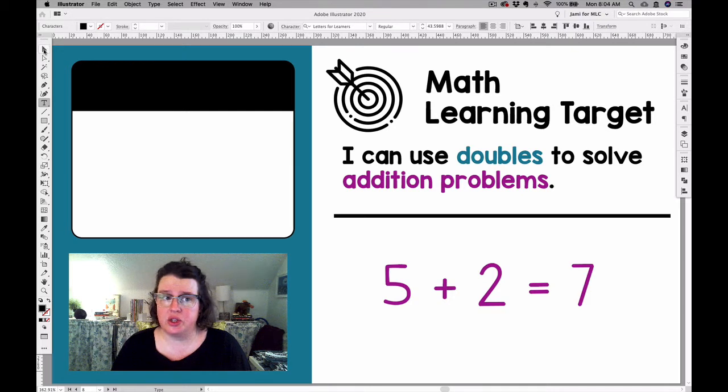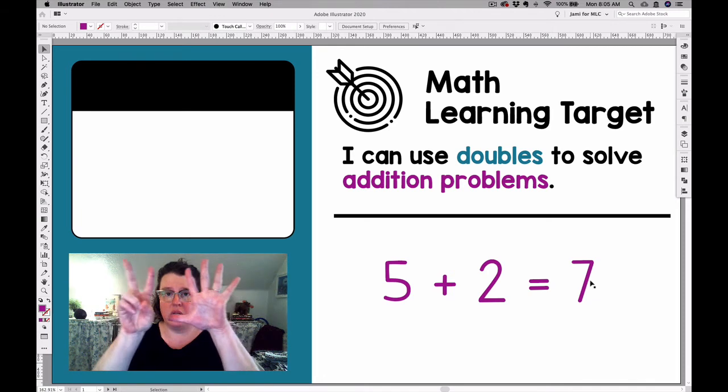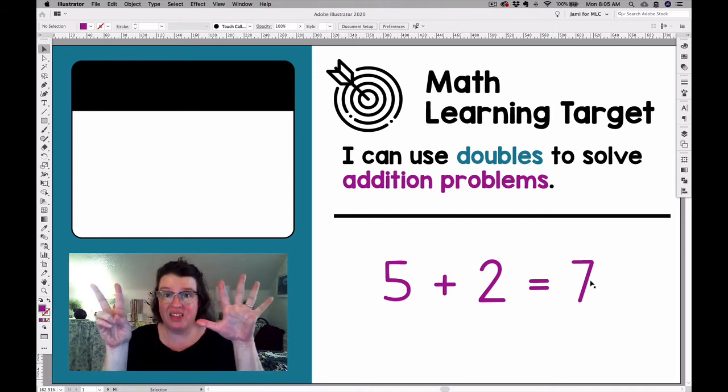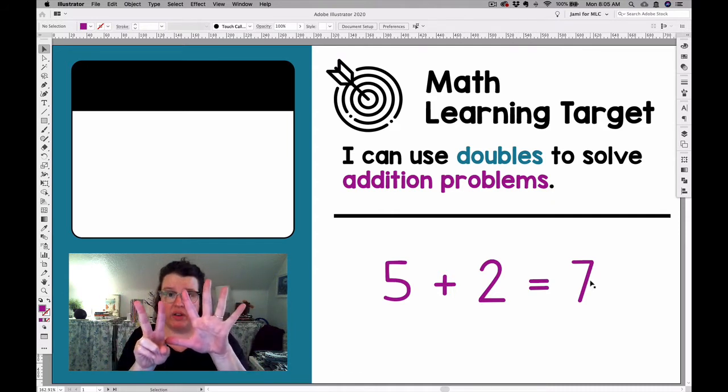Let's talk about what an addition problem is. This right here is an addition problem. I know it's an addition problem because there's a plus sign in it. This problem reads 5 plus 2 equals 7. We're taking two groups, a group of 5 and a group of 2, and we're putting them together. That's addition. 5 plus 2 equals 7. That's an addition problem. Now we should learn some more about doubles.